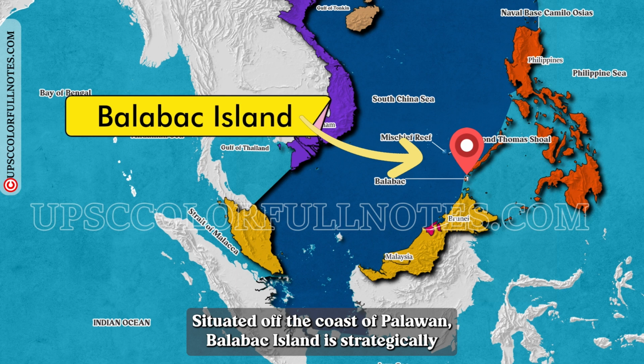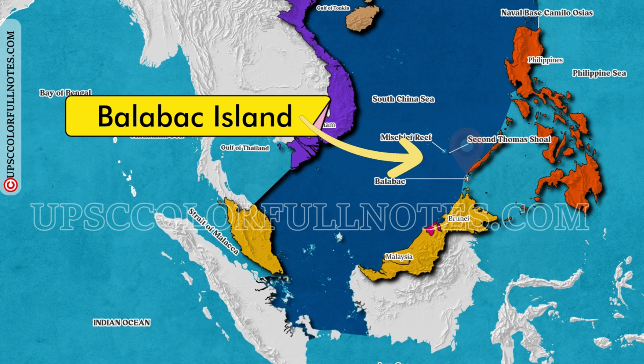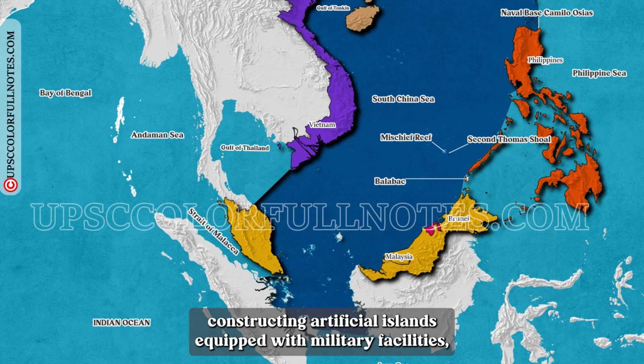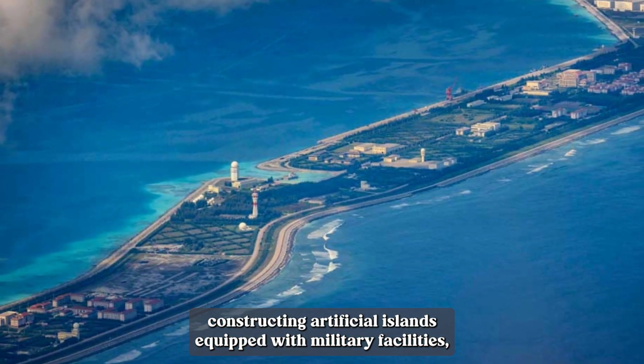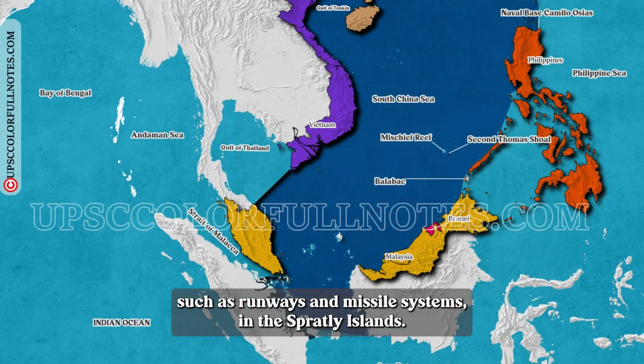Situated off the coast of Palawan, Balabac Island is strategically positioned near the disputed Spratly Islands in the South China Sea. This area has been a focal point of territorial disputes, with China constructing artificial islands equipped with military facilities, such as runways and missile systems, in the Spratly Islands.